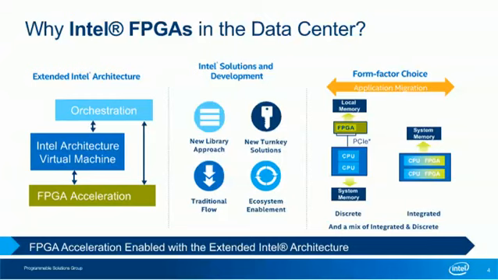Lastly, with Intel FPGAs, you will also have the choice in form factor. You may choose the discrete solution, where the FPGA sits on a PCIe card with its own off-chip memory, or you may choose the integrated solution, where the CPU and FPGA are in the same package, connected together by PCIe and the cache-coherent UPI connectors. Overall, we provide the tools and products that empower developers in the modern Xeon plus FPGA data center.